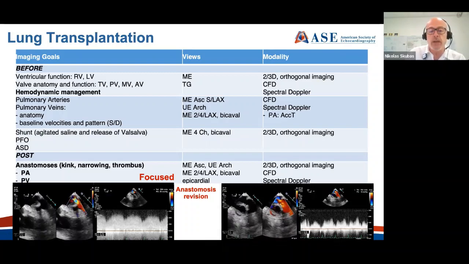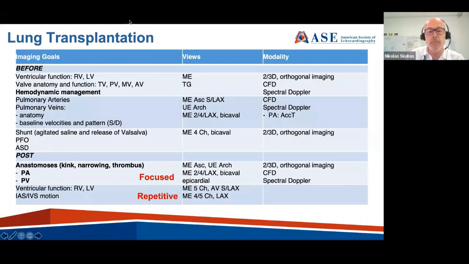So a rather graphic example of a very critical contribution of the TEE that is based on the exam being focused and repetitive, knowing what the surgical steps are and that's where you should be focusing the exam. And again, revisiting the same imaging again and again until you have an effective resolution.